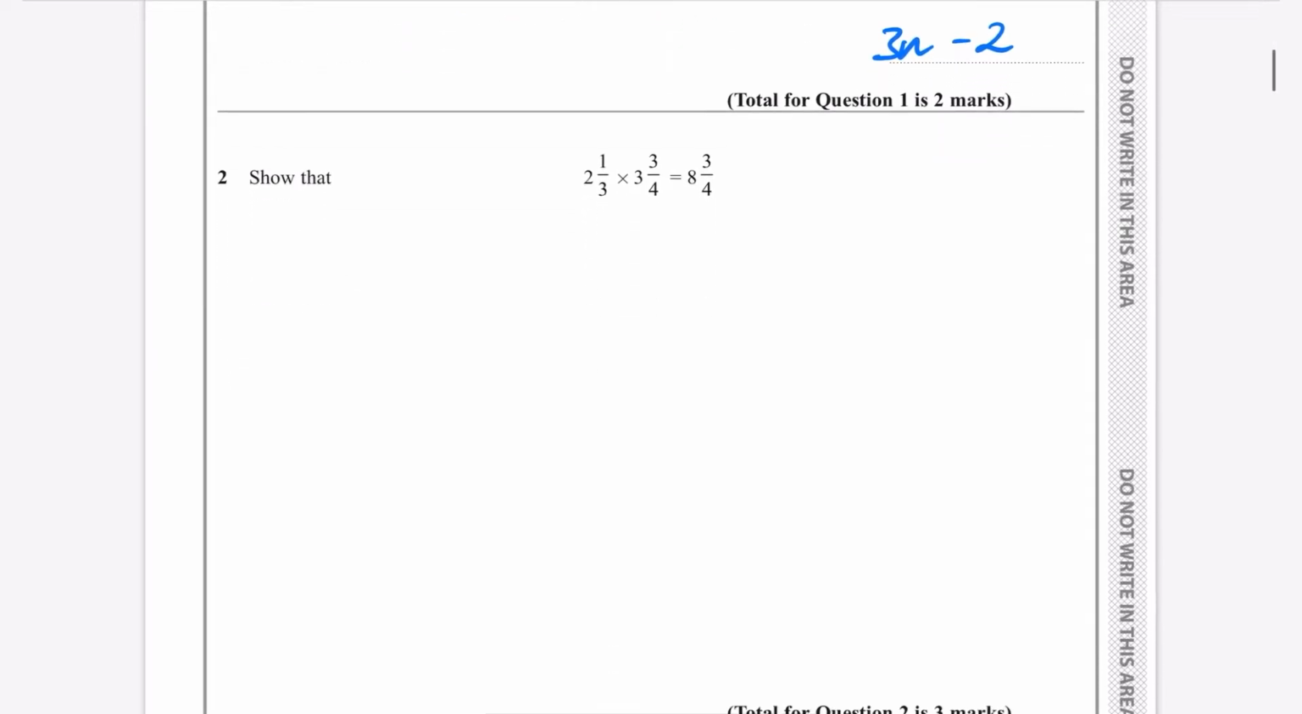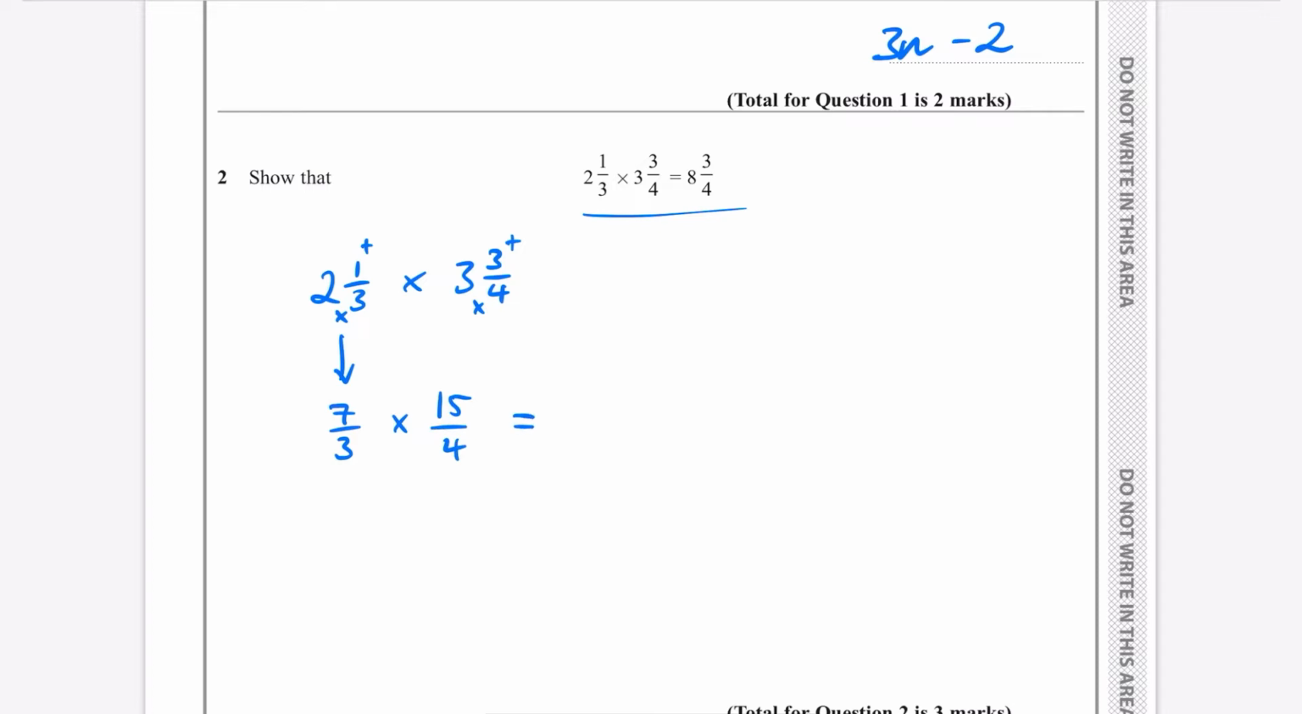Okay, question 2 wants us to show that this fact is true, so they've kind of already given us the answer. Now we can't do these when they are written in this form, so I'm actually going to change them from mixed numbers to improper fractions. 2 and 1/3, you do the 2 times the 3 and then add on the 1. 2 times 3 plus 1 is 7, so that's 7/3. For the next one, we'll do the 3 times the 4 plus 3, that's 15. So it's going to be multiplying it by 15 quarters.